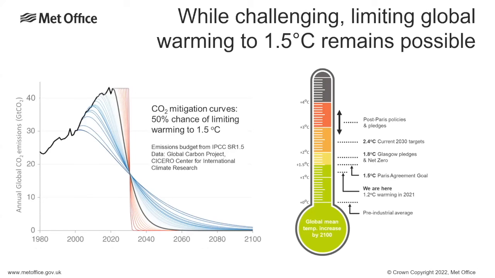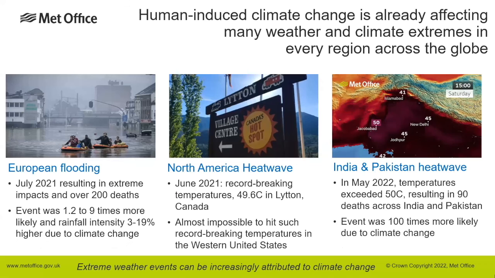So the final slide is a reminder, as Patrick introduced, that if we look back even over the last 2 years around the world, the number of climate extremes that we're seeing have been really quite sobering, ranging from the European flooding, the North American heat wave from last year, and this year India and Pakistan have experienced temperatures exceeding 50 degrees centigrade. What all these events have in common is that we're able to estimate how much more likely these events are because of climate change, and they are more likely. The degree of increased likelihood depends on the event. North American heat wave is virtually impossible without climate change.